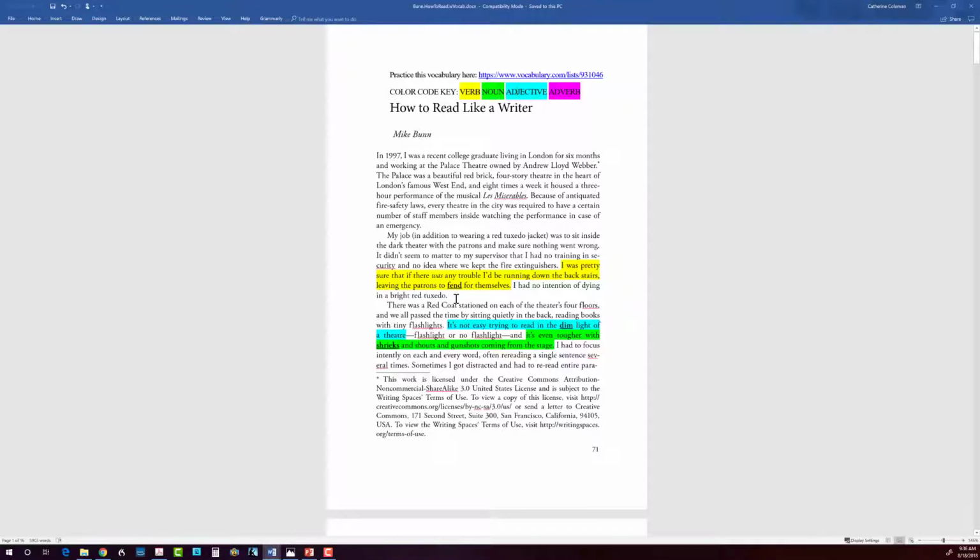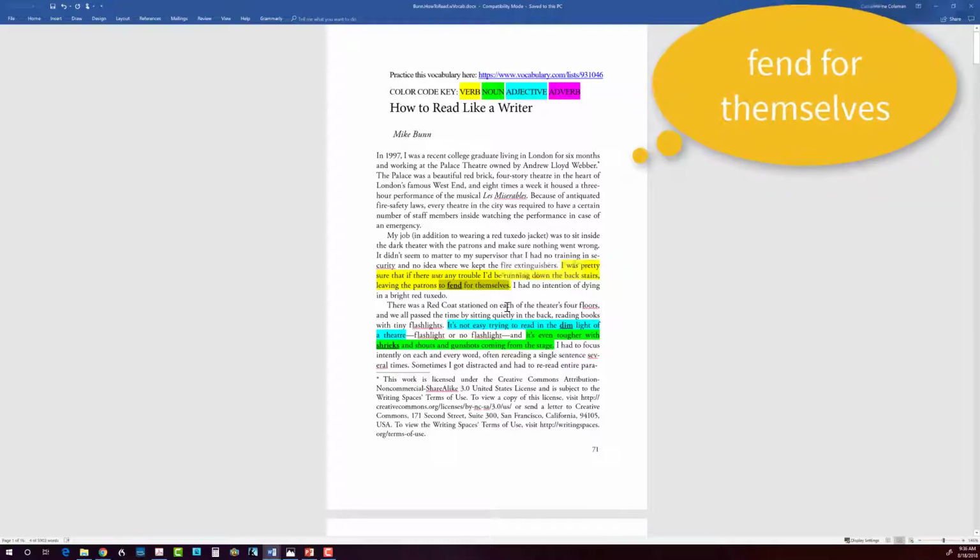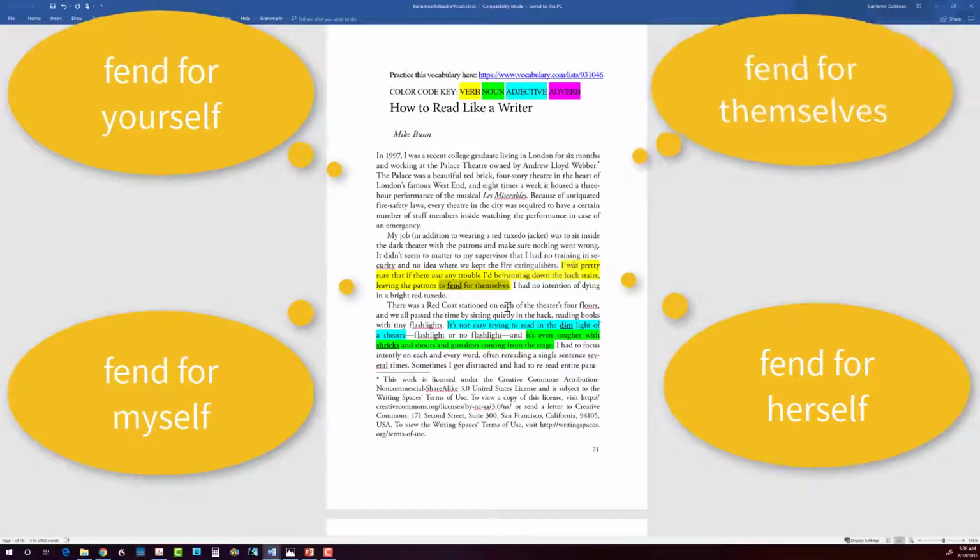Let's start then with the first verb, which is fend. I was pretty sure that if there was any trouble, I'd be running down the back stairs, leaving the patrons to fend for themselves. Fend is a particularly good verb that you perhaps haven't used. Fend rather means to take care of yourself. You could use that in class or in a job, and this particular chunk right here, fend for themselves, is an idiomatic collocation in which we often say that, fend for themselves, which basically means take care of yourself.